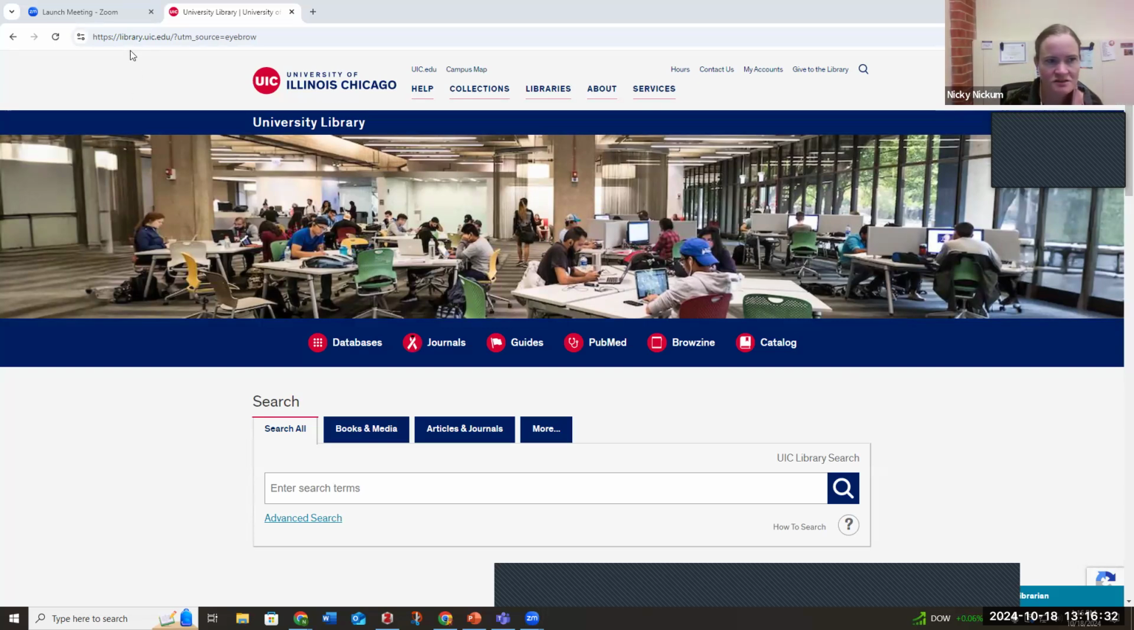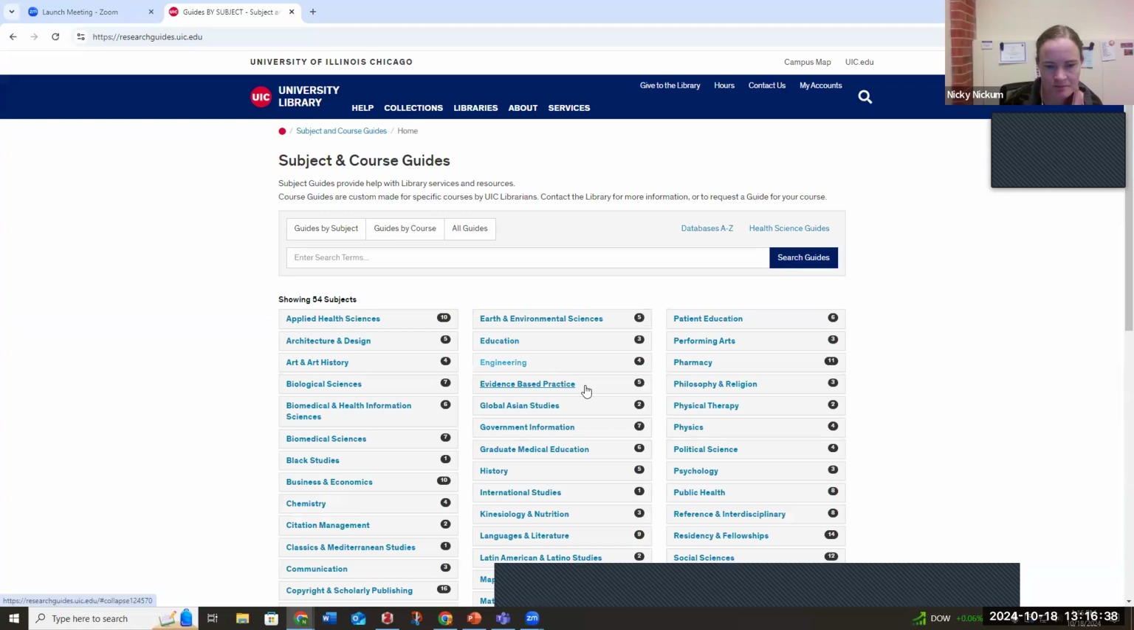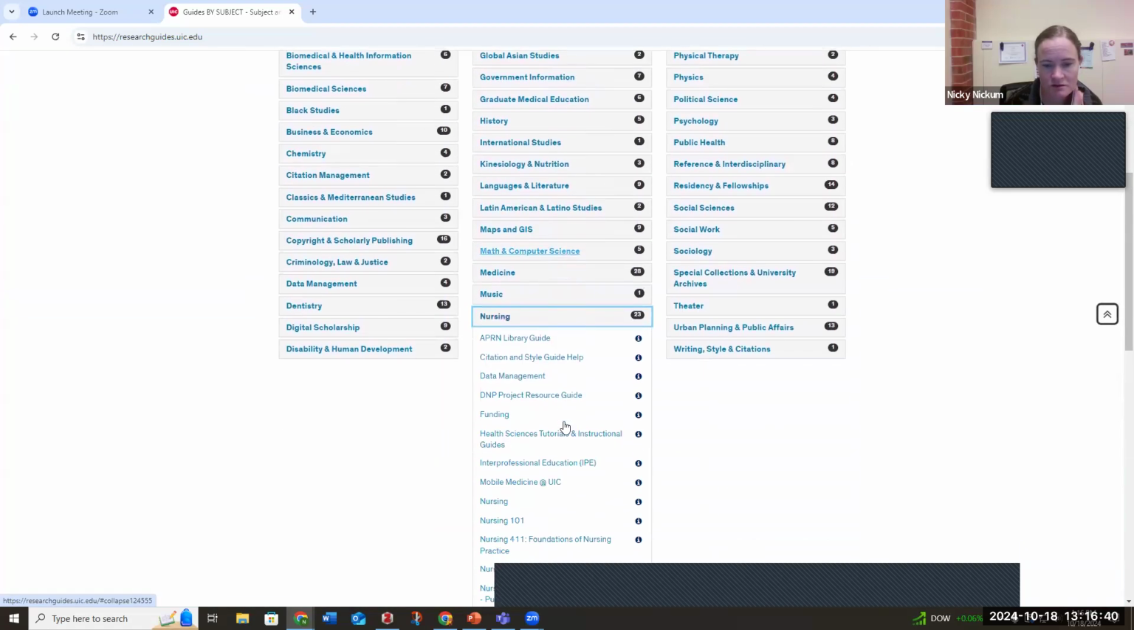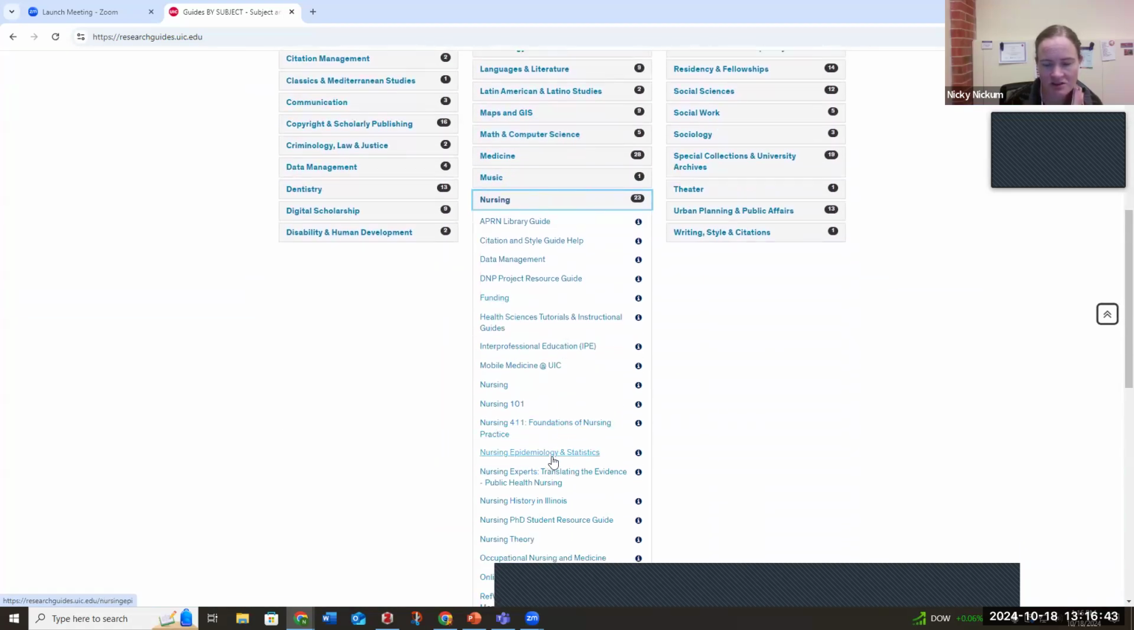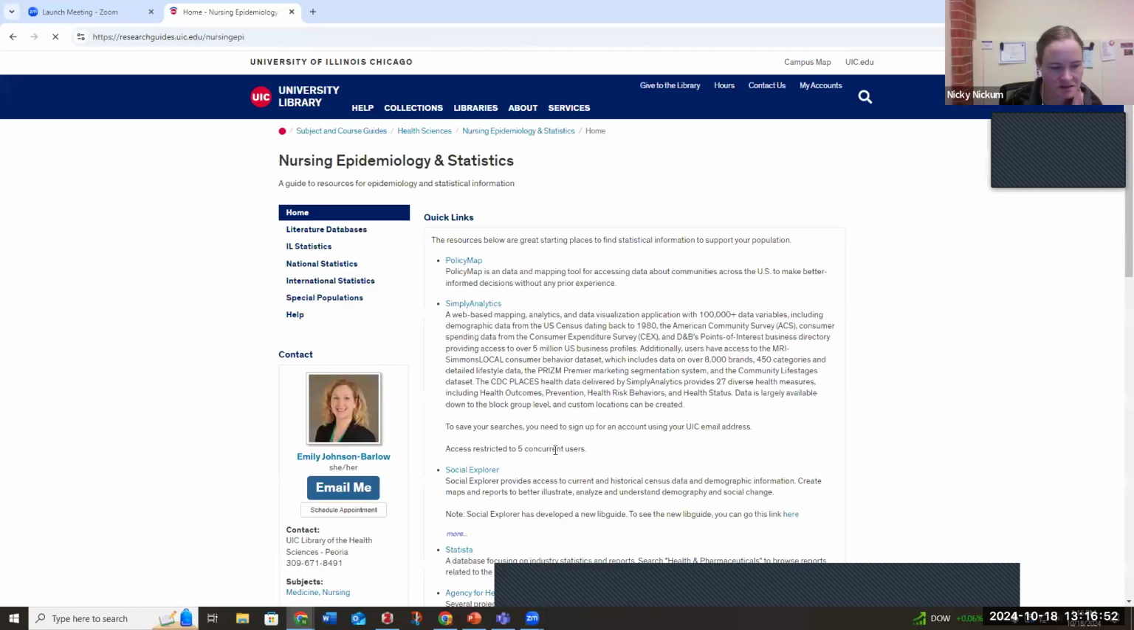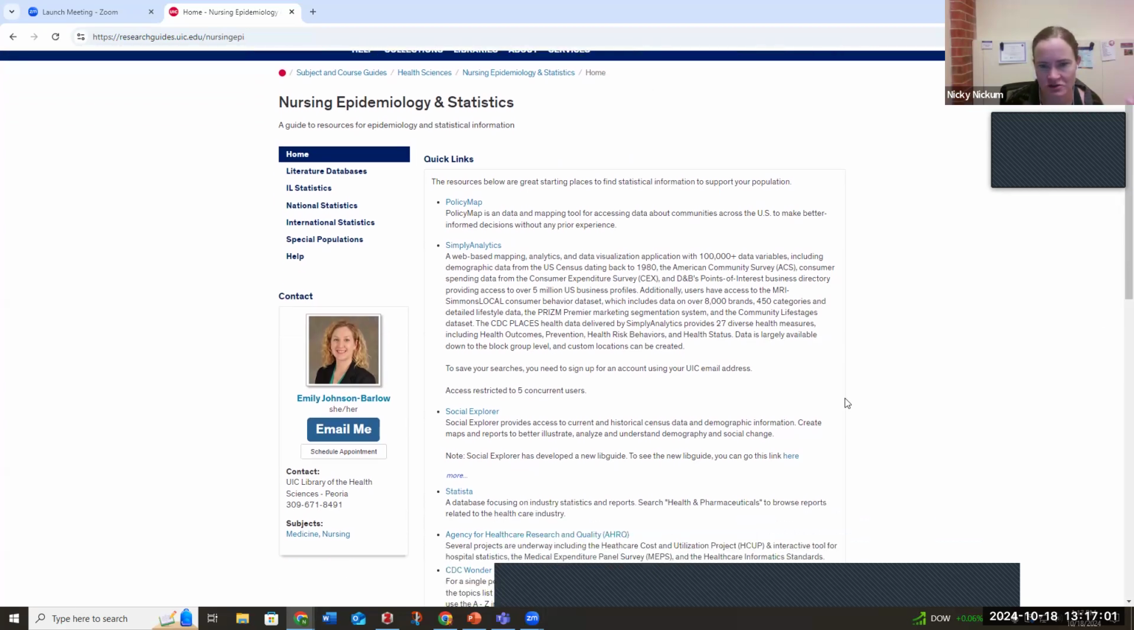Starting at the library site, it's just library.uic.edu. We're going to go to Guides, Nursing, and then Nursing Epidemiology and Statistics. Again, that's library site, Guides, Nursing, then Nursing Epidemiology and Statistics. And just remember, when you're looking for this, we're not looking for research articles, we're looking for just data. So we have databases, Illinois statistics, national statistics, international, and special populations.